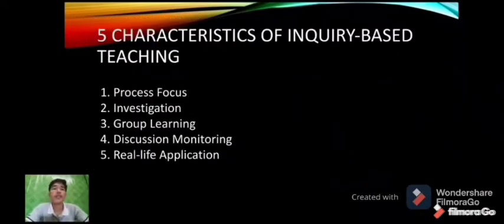We have 5 characteristics of inquiry-based teaching. Number 1, process focus. Number 2, investigation. Number 3, group learning. Number 4, discussion monitoring. And number 5, real-life application.